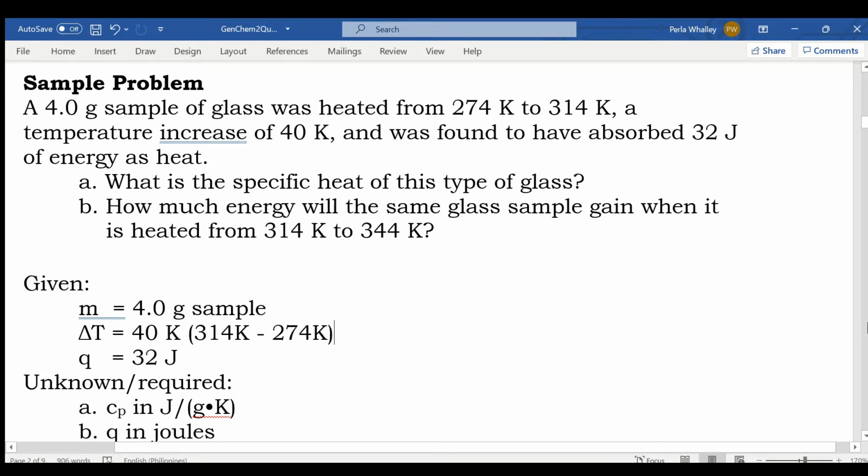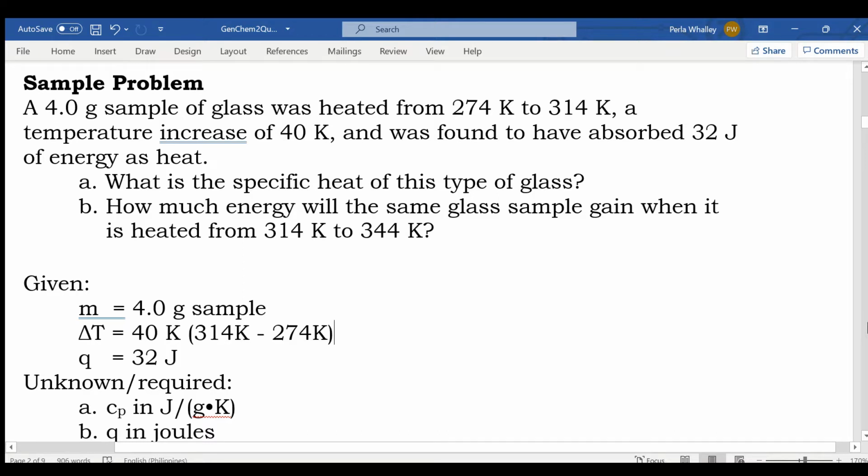Sample problem. A 4.0 gram sample of glass was heated from 274 to 314 Kelvin, a temperature increase of 40 Kelvin, and was found to have absorbed 32 joules of energy as heat. What is the specific heat of this type of glass? And how much energy will the same glass sample gain when it is heated from 314 to 344 Kelvin?